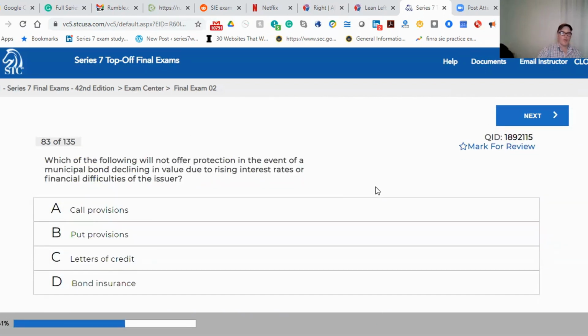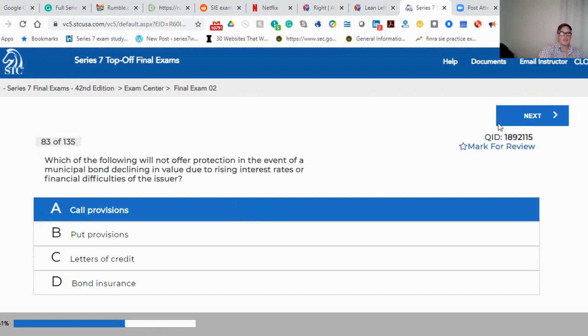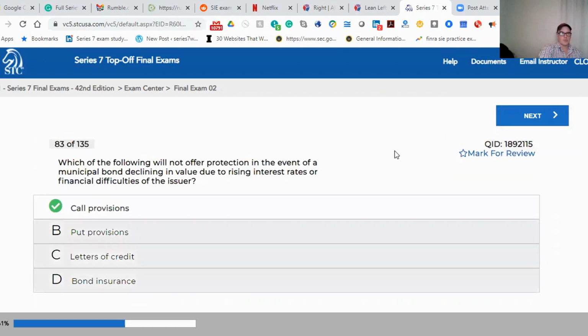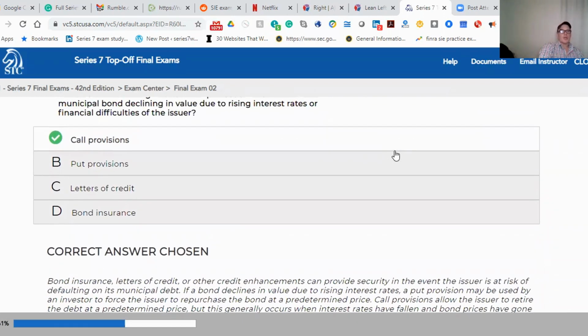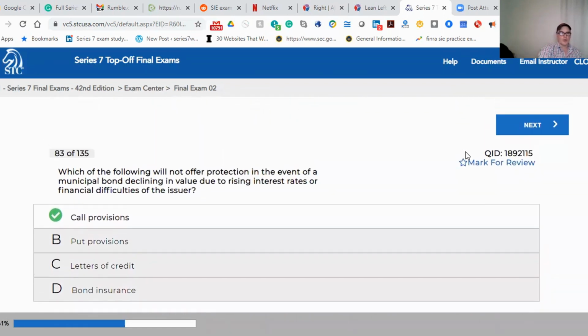Which of the following will not offer protection in the event of a muni bond declining in value due to rising interest rates or financial difficulties? Which will not offer protection? A letter of credit, I think would, I guess. Bond insurance would. A call provision. I think A has to be the answer because it has nothing to do with protecting the investor. It has to do with protecting the issuer. Bond insurance, letters of credit, and credit enhancements can give you more security. That's what they're talking about. And the put provision allows you to sell it back to the issuer anytime you want at par.